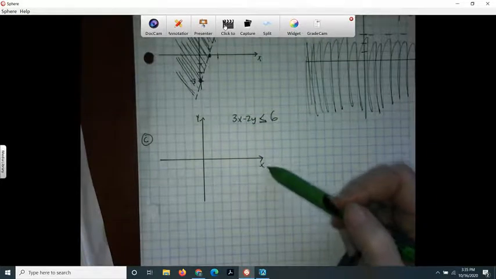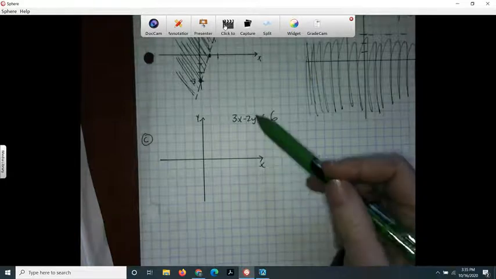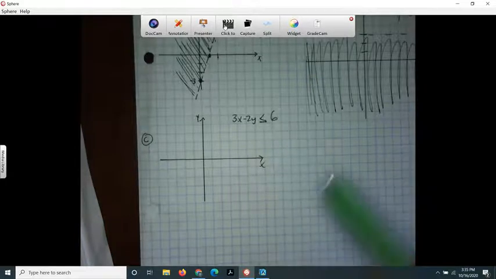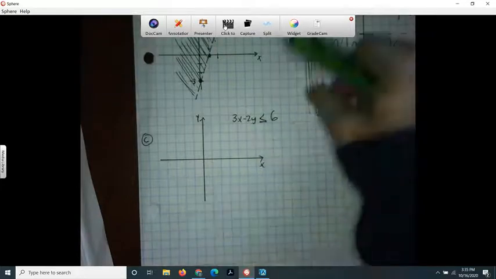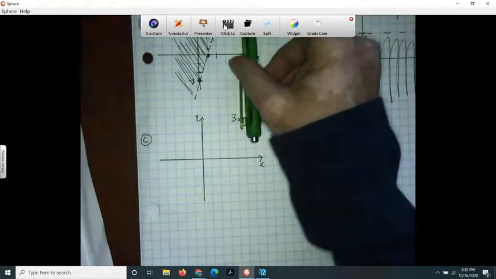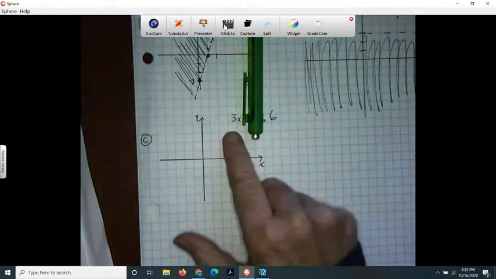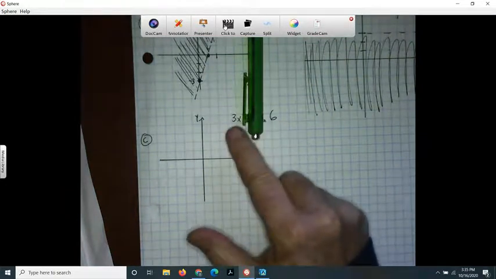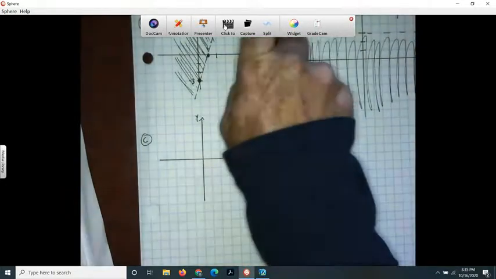So I can get the x-intercept when y is 0. So when y is 0, I can just cover up the 2y, because negative 2 times 0 is 0. And then I end up with 3x equals 6. So I know x is 2. So my x-intercept is 2.